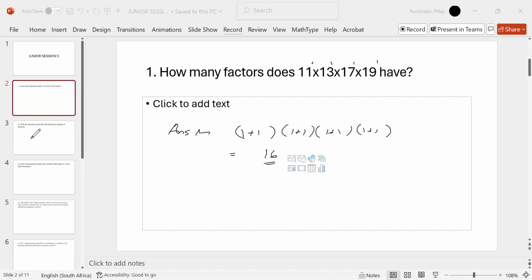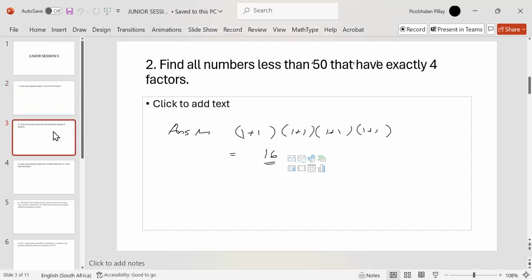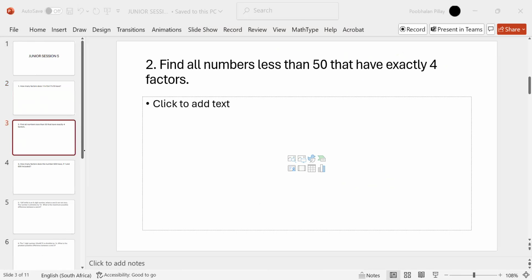Okay. All right, so that now takes me to the next problem. This collection of problems is dealing with factors of a given number. So here you've got, find all.